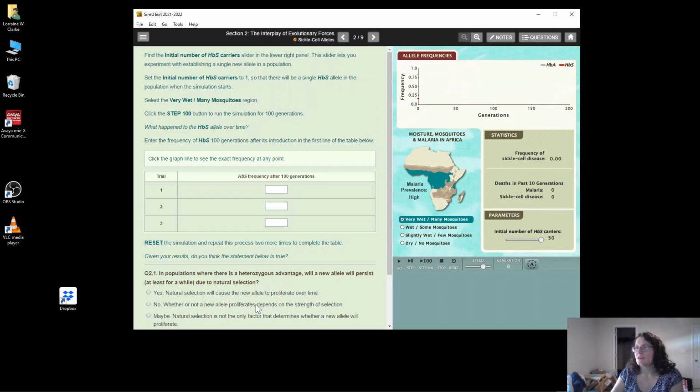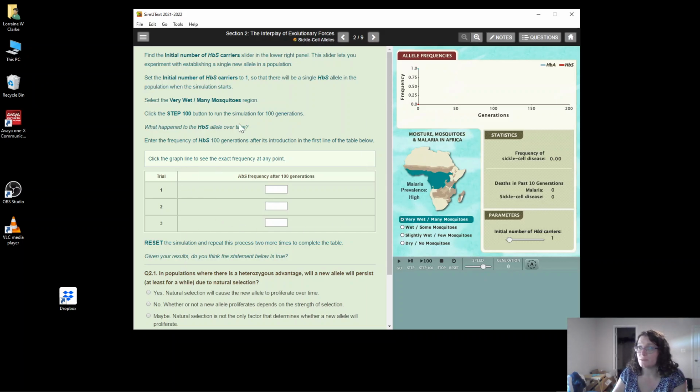All right, so this is a similar pattern. You're going to be doing simulations. Set the initial number of HbS carriers to 1, okay? This is assuming this person is going to mate with the population that doesn't have sickle cell, and then that will persist. How long would it take? Okay? What happened to it over time in the different areas? Would it persist in various areas?